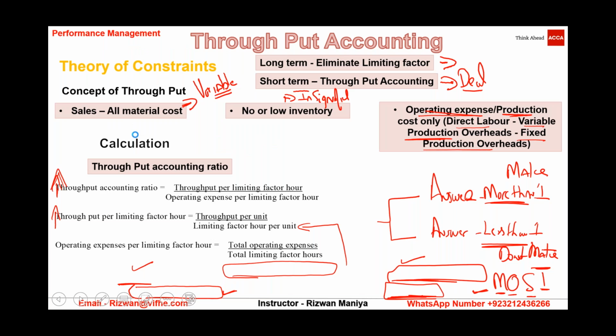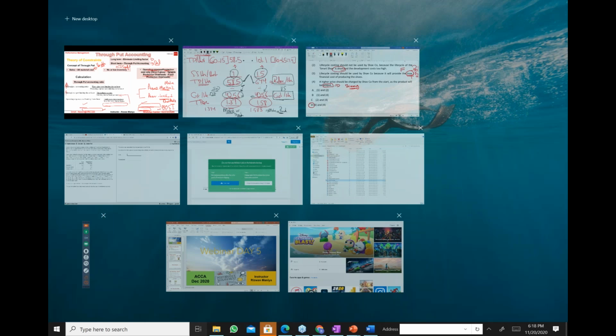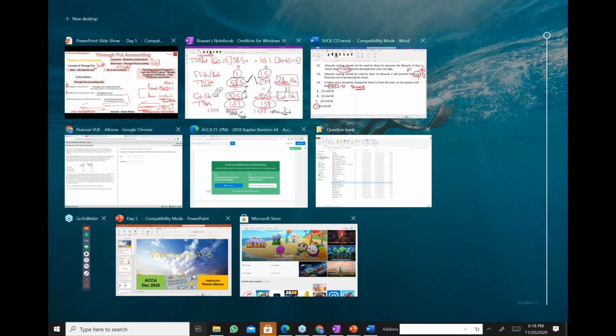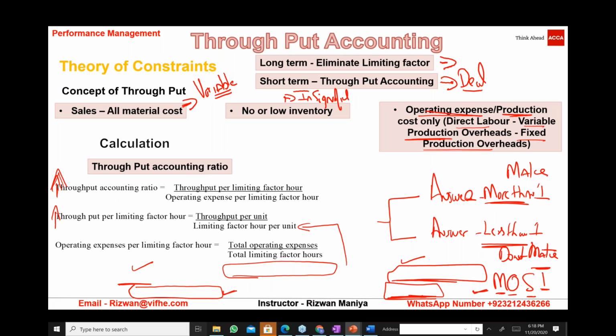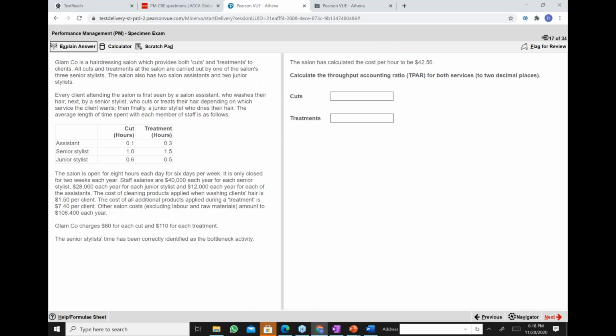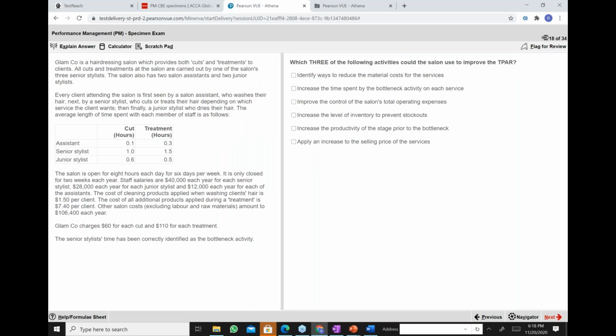So, having said that, it's time to move towards the next OT that is waiting for us. Tell me, which three of the following activities could the salon use to improve TPAR? This is the application. I'll give a recap and we do a question.